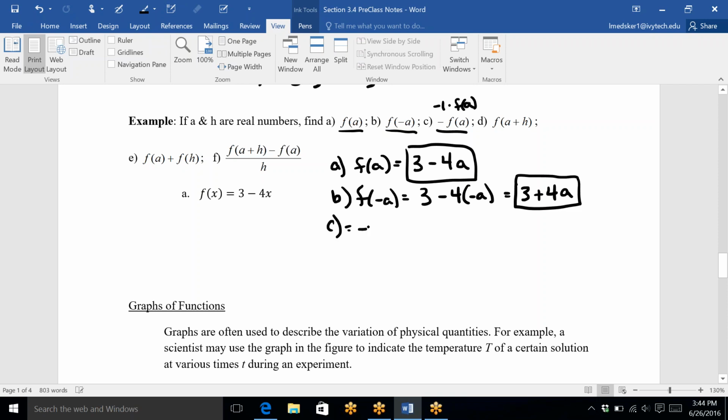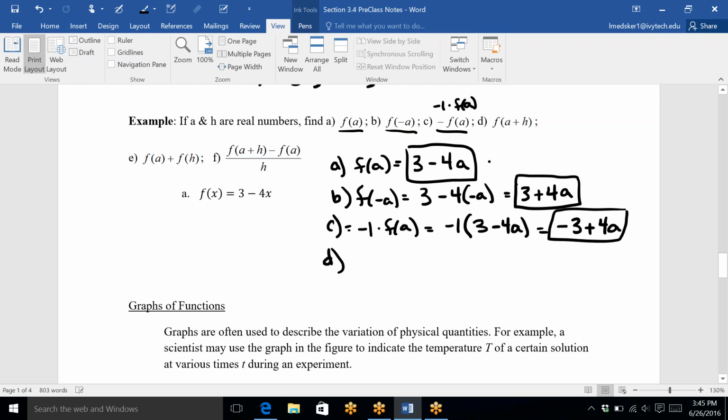Okay, so negative 1 times f of a would be negative 1 parentheses, and we already know what f of a is. It's 3 minus 4a. That was a part. So if we distribute that negative, that would be negative 3 plus 4a.